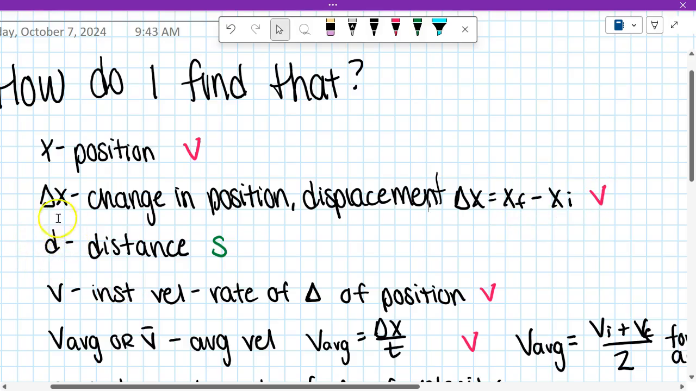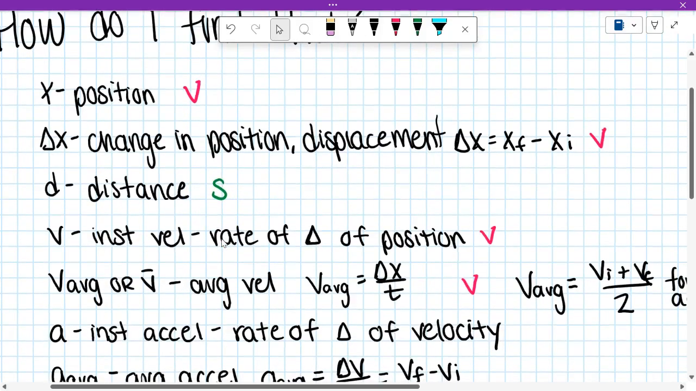Then kind of the scalar sibling to change in position is distance. That's how far we've actually traveled. Like I said, that's a scalar. For velocities, we have instantaneous velocity. That's the rate of change of position at a specific instant in time. It's a vector, so we have magnitude and direction. We have average velocity. Okay. That is, again, another vector.